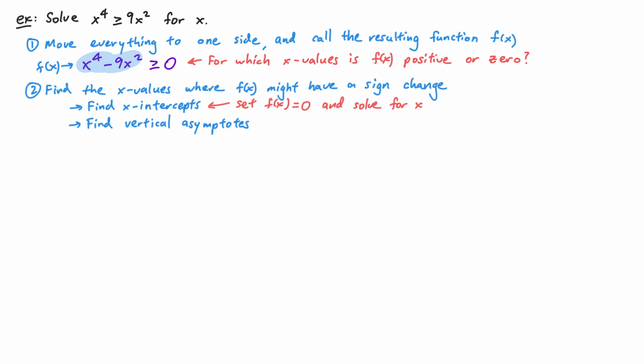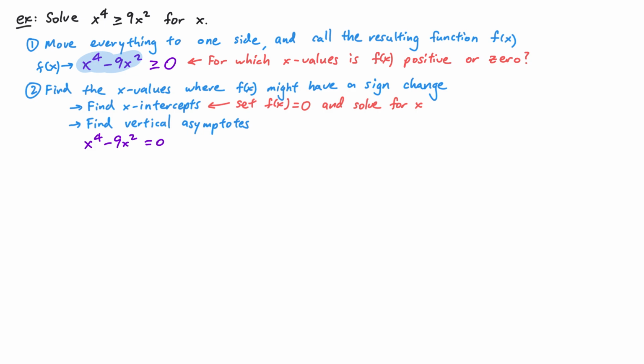What we want to do is find the x values where our function might have a sign change. Again, we might have sign changes at x-intercepts and at vertical asymptotes. Now, since the function we're working with here is not a rational function, we don't have to worry about vertical asymptotes, but we do need to find the x-intercepts. So to find the x-intercepts, we need to set our function equal to 0 and solve for x. So let's set our function x to the fourth minus 9x squared equal to 0 and solve for x.